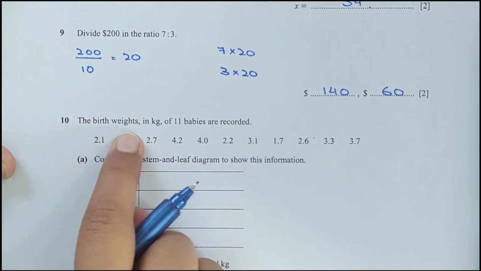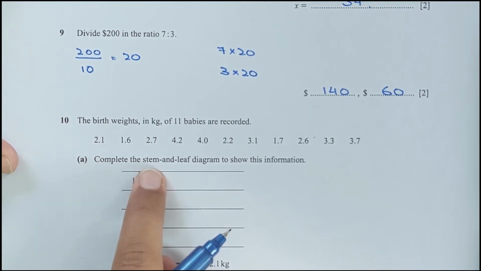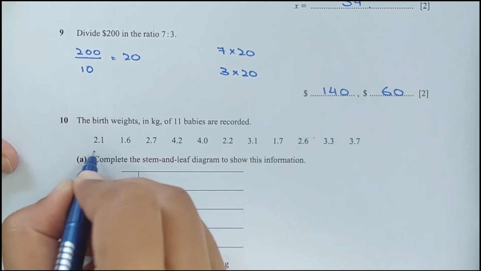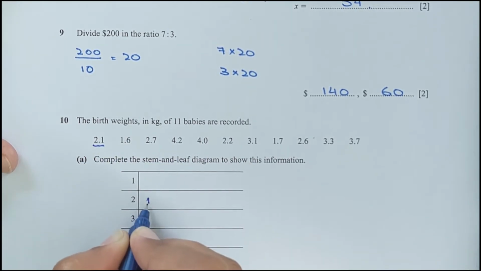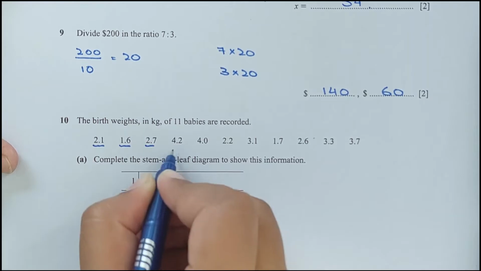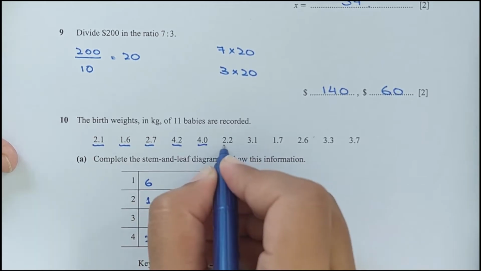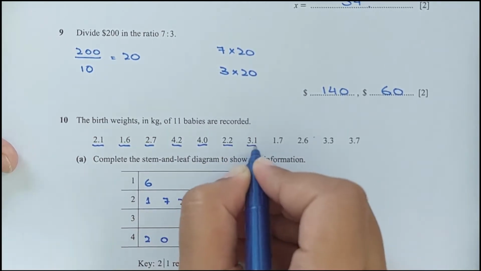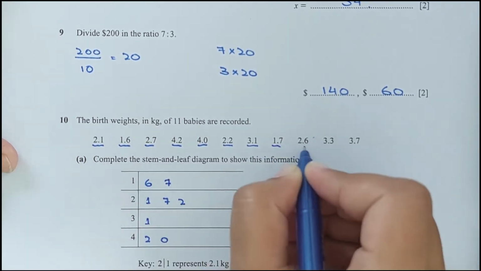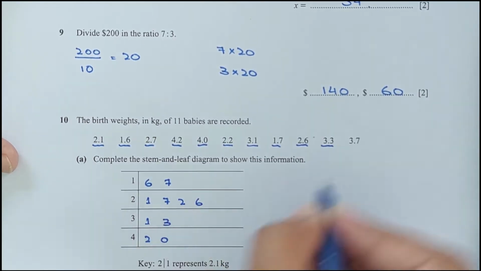Question number 10. The birth weight in kilograms of 11 babies are recorded. Part A. Complete the stem and leaf diagram to show this information. 1, 2, 3, 4. Okay, so let's start with this 2.1, 1.6, 2.7, 4.2, 4.0, 2.2, 3.1, 1.7, 2.6, 3.3, and 3.7.